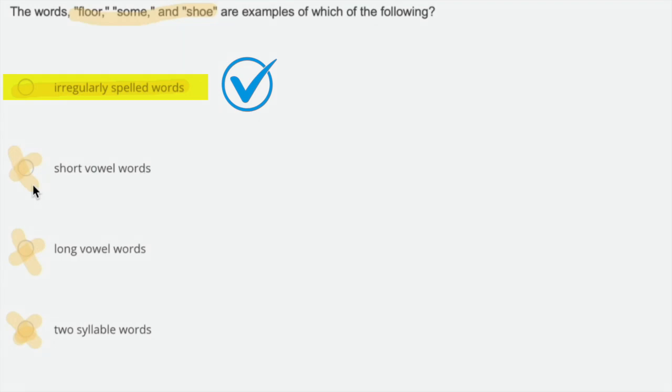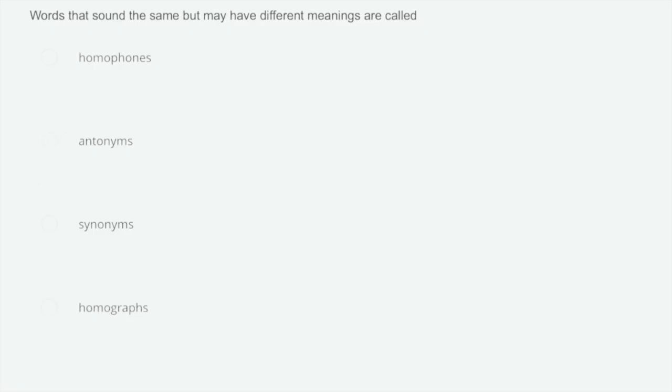For our final practice problem, we have a question that says words that sound the same but may have different meanings are called blank. So with this question, I think that this is really just a vocabulary-based question. It's asking us to identify a word that sounds the same but has different meanings. And so this is one where if we know that vocabulary term, we're going to get this question correct. The correct answer is going to be homophones.